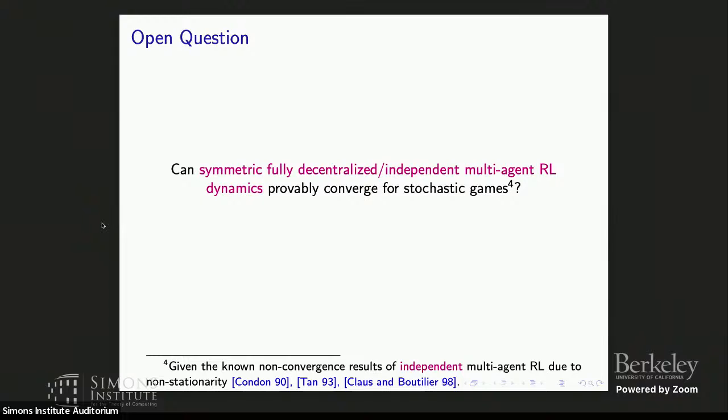However, people actually thought about this idea back in the 90s. There are some known non-convergence results showing that if you naively apply decentralized RL methods for all the agents, they will diverge easily. So can we develop some symmetric and fully decentralized multi-agent RL dynamics that provably converge?